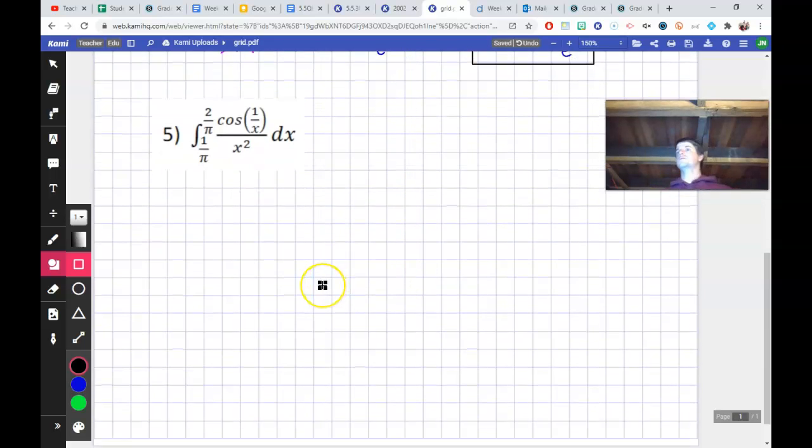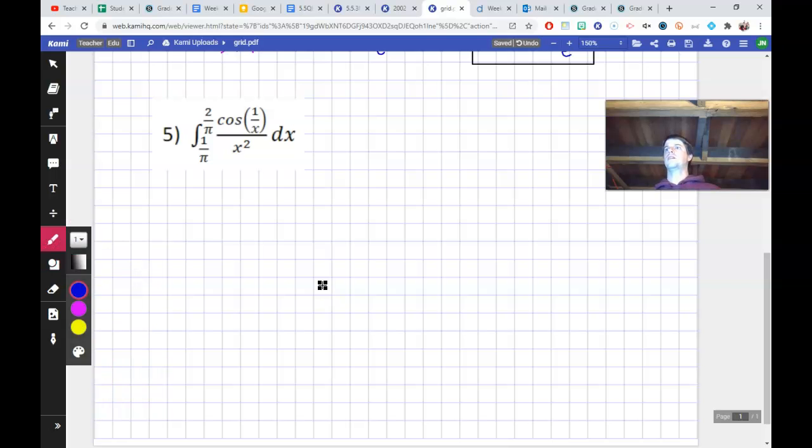Coming on down here, let's now do this one. You want to think about the u for a second. Go ahead and decide on a u. Now that you decided on a u, I chose 1 over x, partly because it's inside the cosine, but if you think about it, when you take the derivative of this, we're going to get x squared in the numerator, which is going to divide out with that x squared in the denominator. So that will be actually nice.